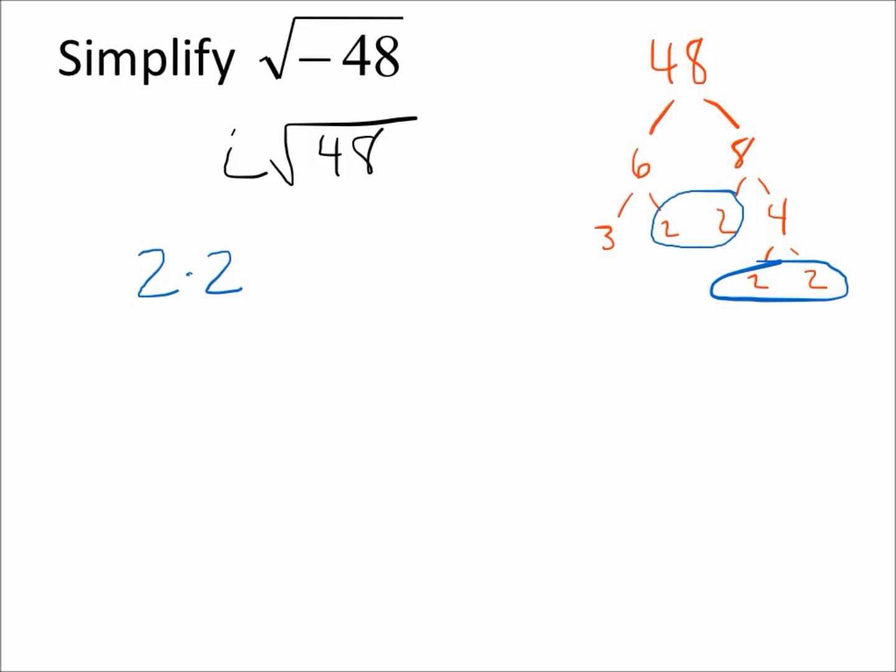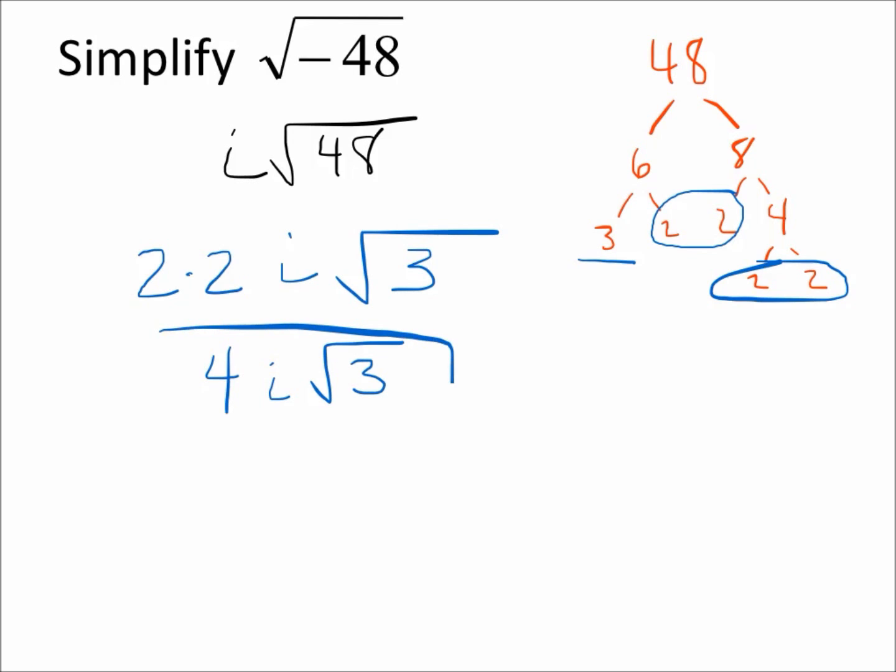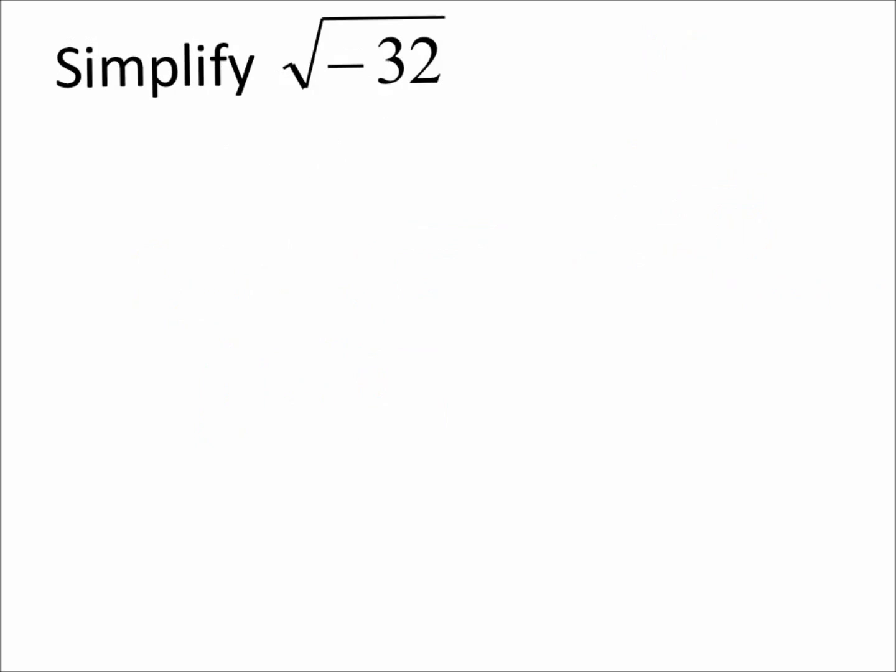And remember, we're always multiplying. The 3 is all by itself, so that's going to go inside the square root. The last thing that we can't forget is this i that was right here. So that goes there. 2 times 2 is 4. 4i root 3 is our completely simplified version. Let's see another example. Square root of -32.